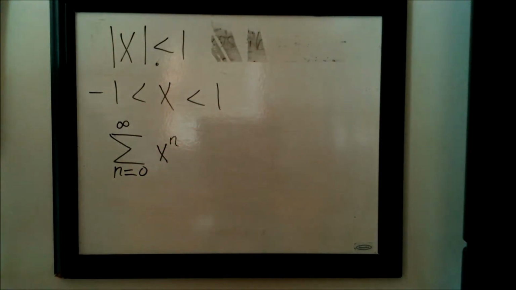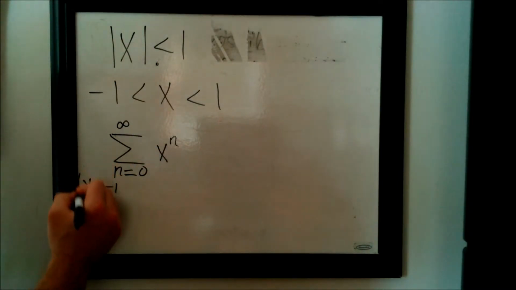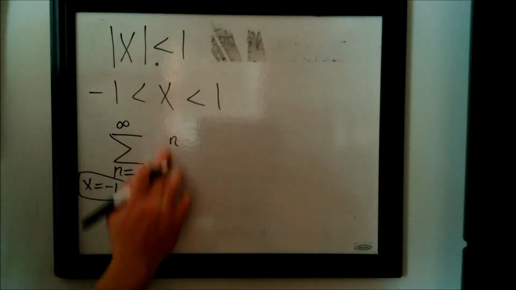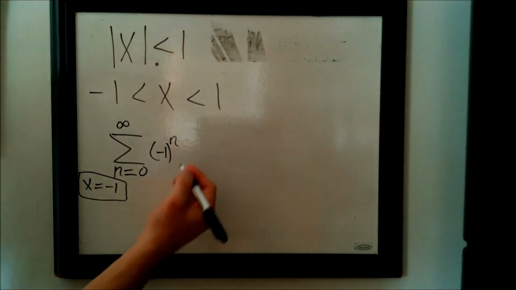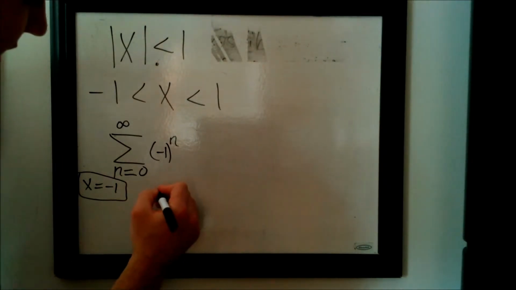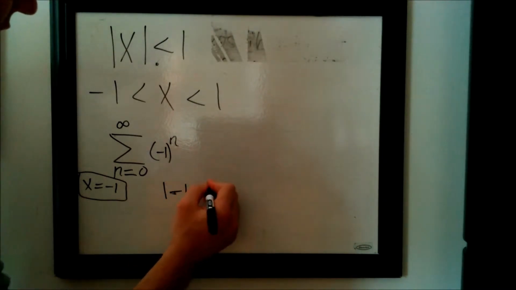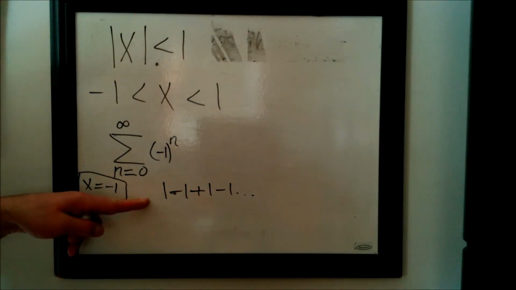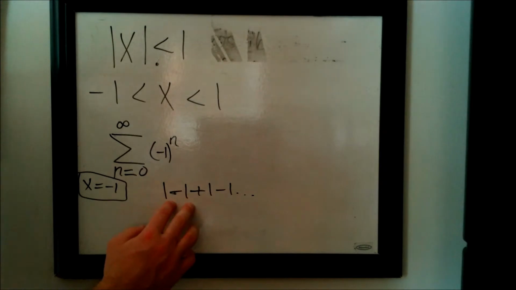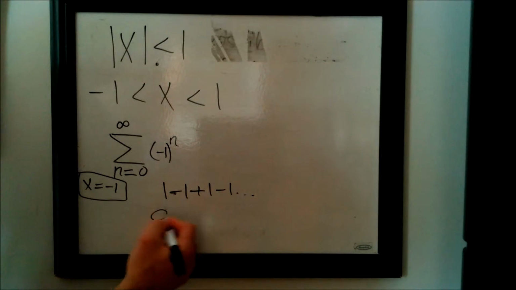So here's our original series, and we're going to start by checking negative 1. So x equals -1. We're going to plug in -1 into the series, and we all should know that this one is just -1, 1 minus 1 plus 1 minus 1 onto infinity. And we know this series diverges because the sequence of partial sums does not converge. So this one diverges.